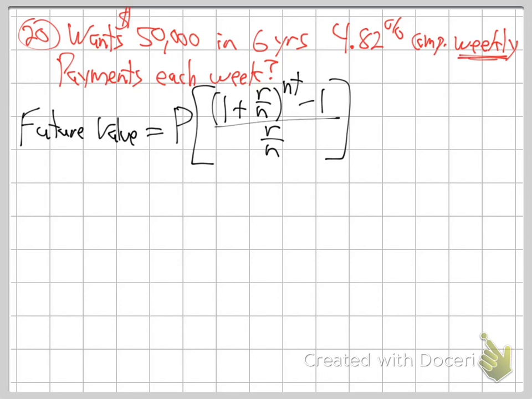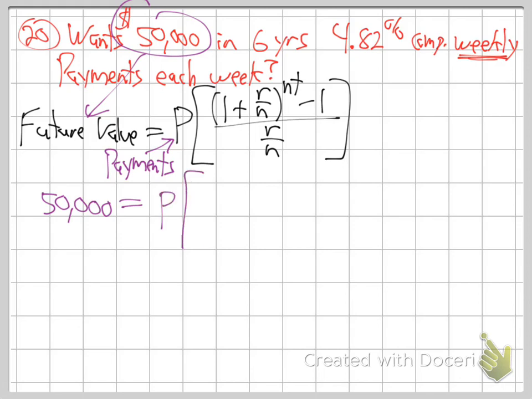So do we know the future value? Yeah, that's the 50,000. That's what she wants in the future. Do we know the P? No, the P is the payment, what she needs to put in the account every week. She's serious about this. Every week. And the interest rate, 4.82.